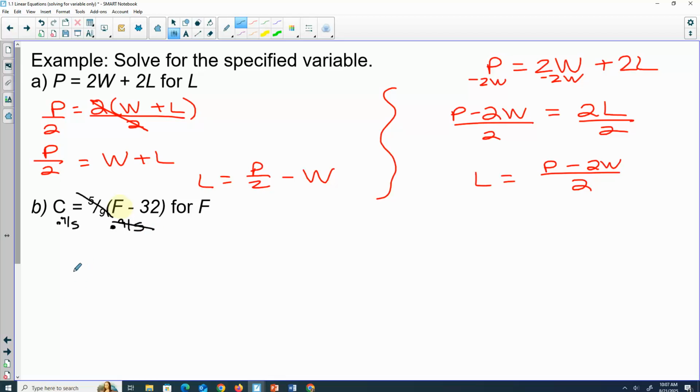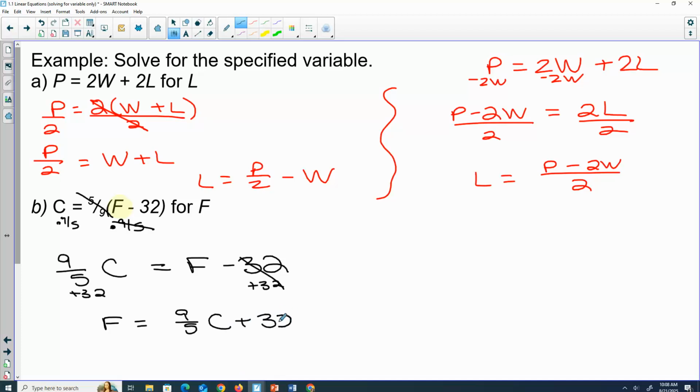5/9 times 9/5, those cancel, so I get 9/5 C equals F minus 32. So we just multiply by our reciprocal. Then, how would I get F by itself? So F is 9/5 C plus 32.